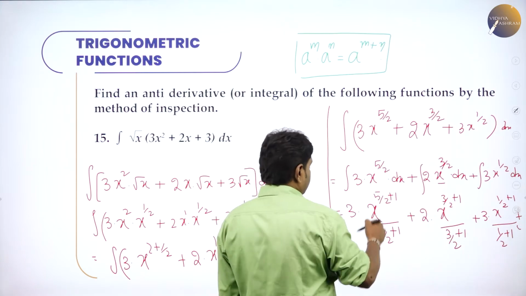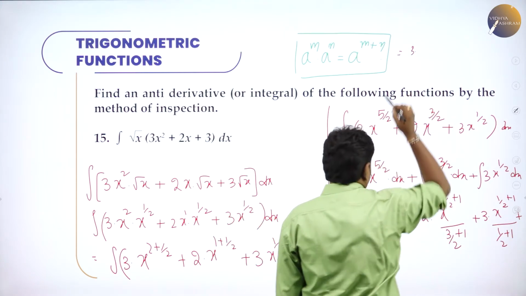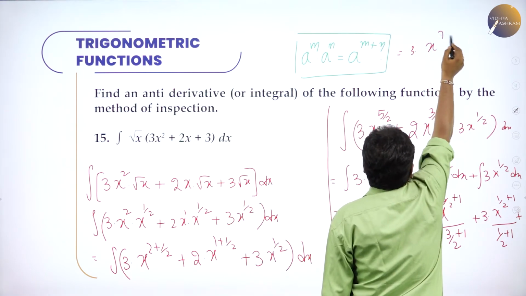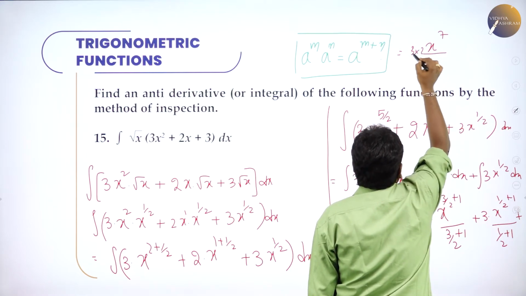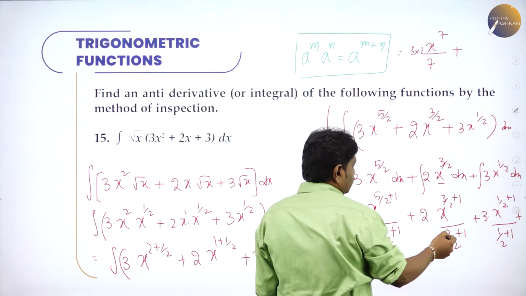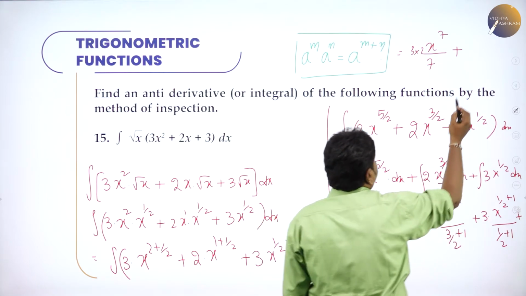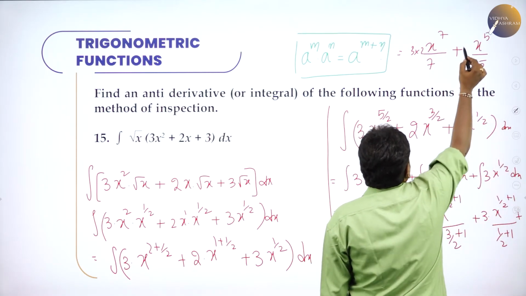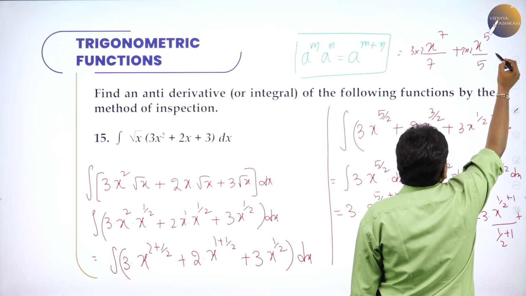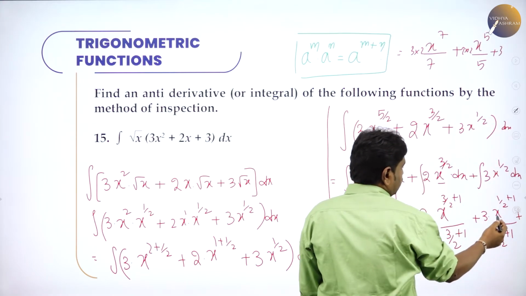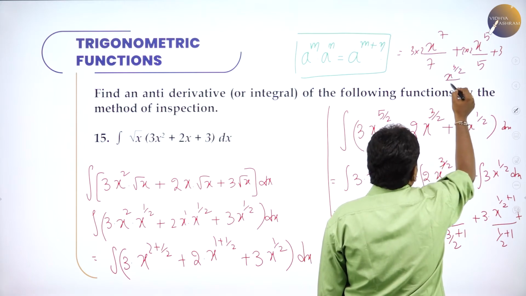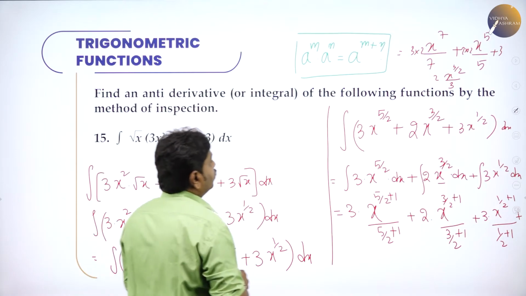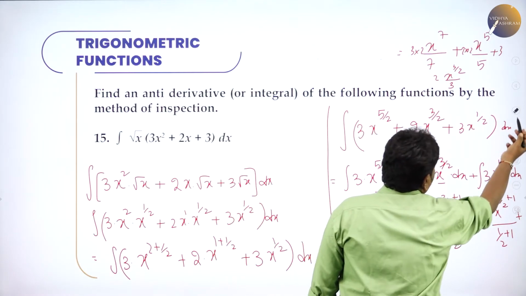Finally we'll be left with 3 into x^(2 + 5)/2, that is x^(7/2) divided by 7/2, which goes to the numerator, already 3 is there, plus 2 ones are 2, 2 plus 3, 5, x^(5/2) divided by 5/2, already we have 2, 2 into 2 plus 3 into x^(1/2 + 1), x^(3/2) divided by 3/2. So finally you rearrange or simplify to get the final answer.